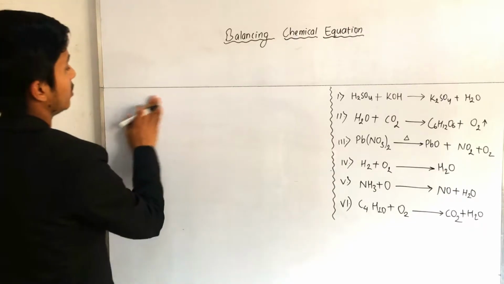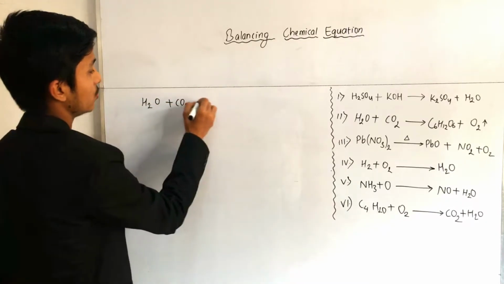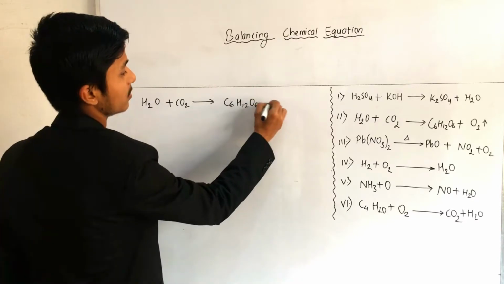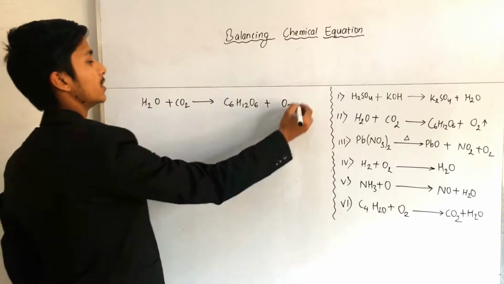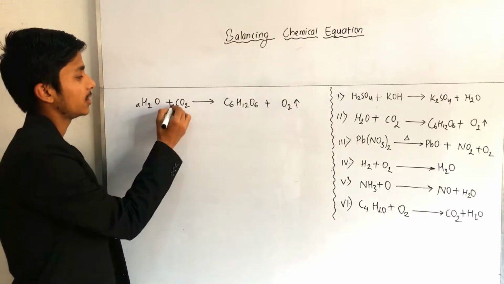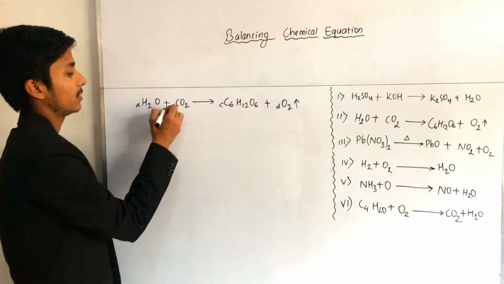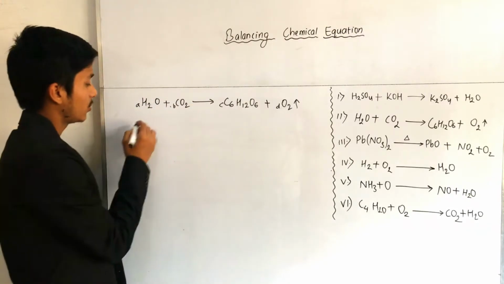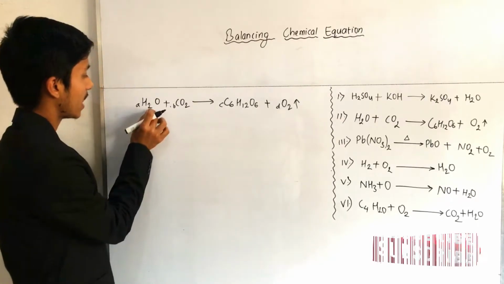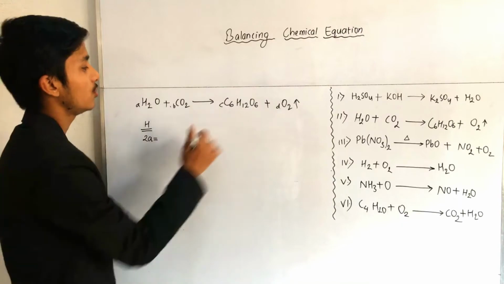Here we have another chemical equation: H2O plus CO2 gives C6H12O6 plus O2. Okay, this is a gas. Now we write the same alphabets, A, B, C and D. Here we see on the reactant side how many hydrogen atoms there are. We have 2A hydrogen is equal to, on this side, 12C.